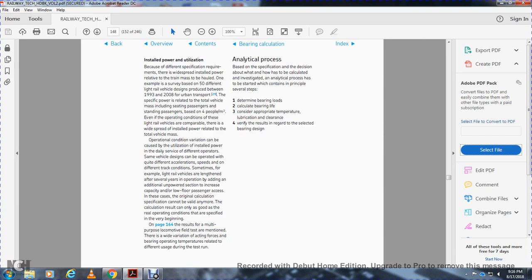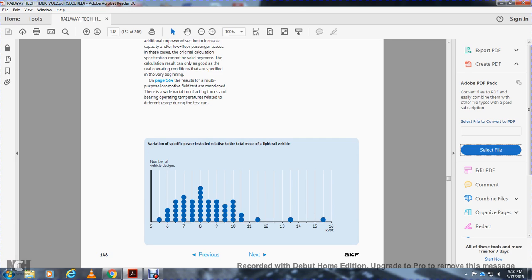1. Determine the bearing load. 2. Calculate the bearing life. 3. Consider the appropriate temperature, lubrication, clearance and air. 4. Verify the result with regard to the selected bearing design. Specification power relative to the total mass of light vehicle, 5 to 16 kilowatt, total number of vehicle design.